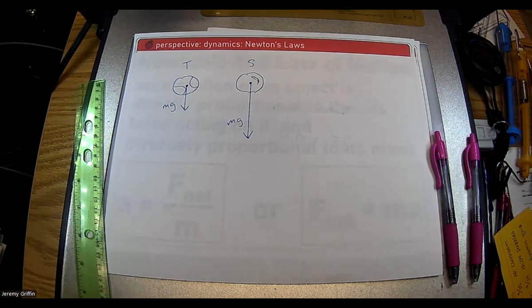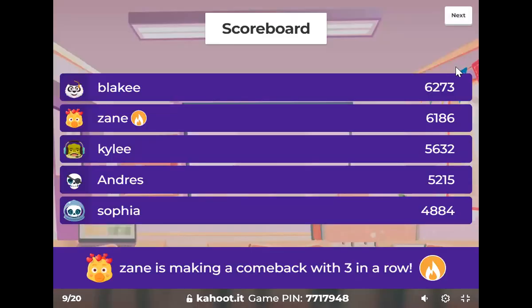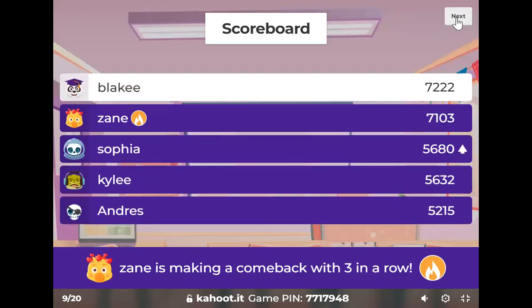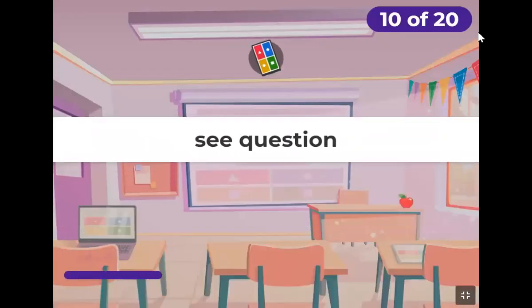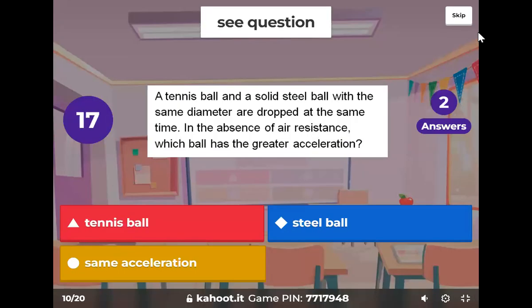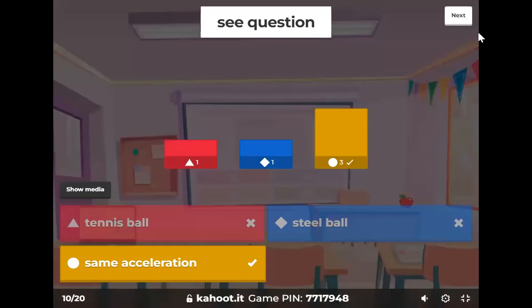I think the next question also involves these two balls. Tennis ball, steel ball, same diameter, dropped at the same time. In the absence of air resistance, who has the greater acceleration? Yeah, same acceleration. That's a classic question that keeps coming back over and over.